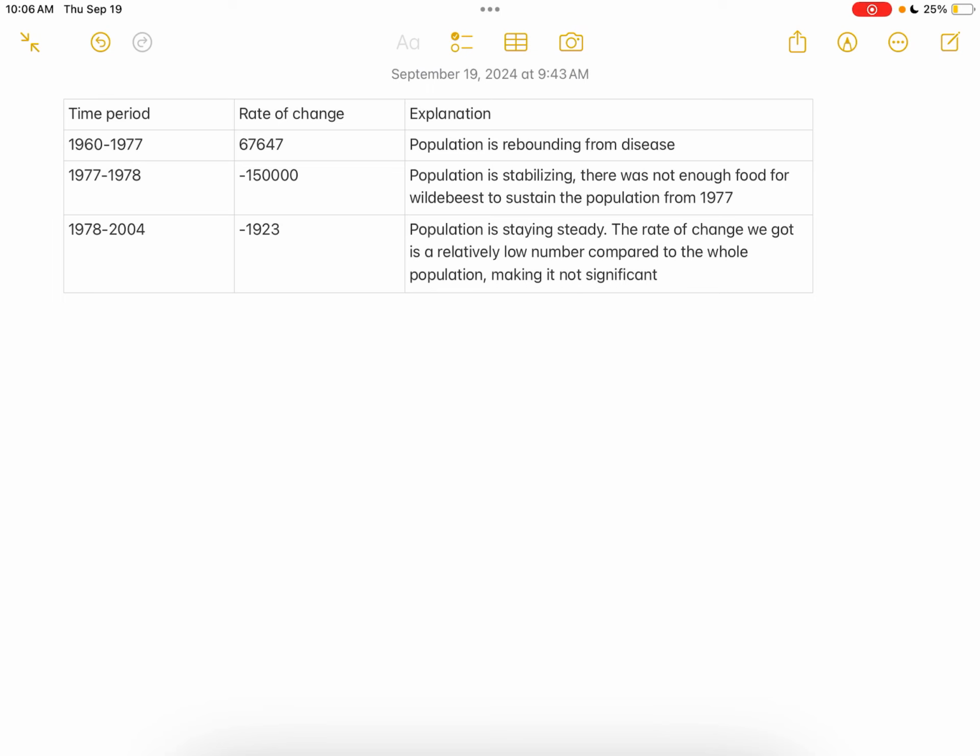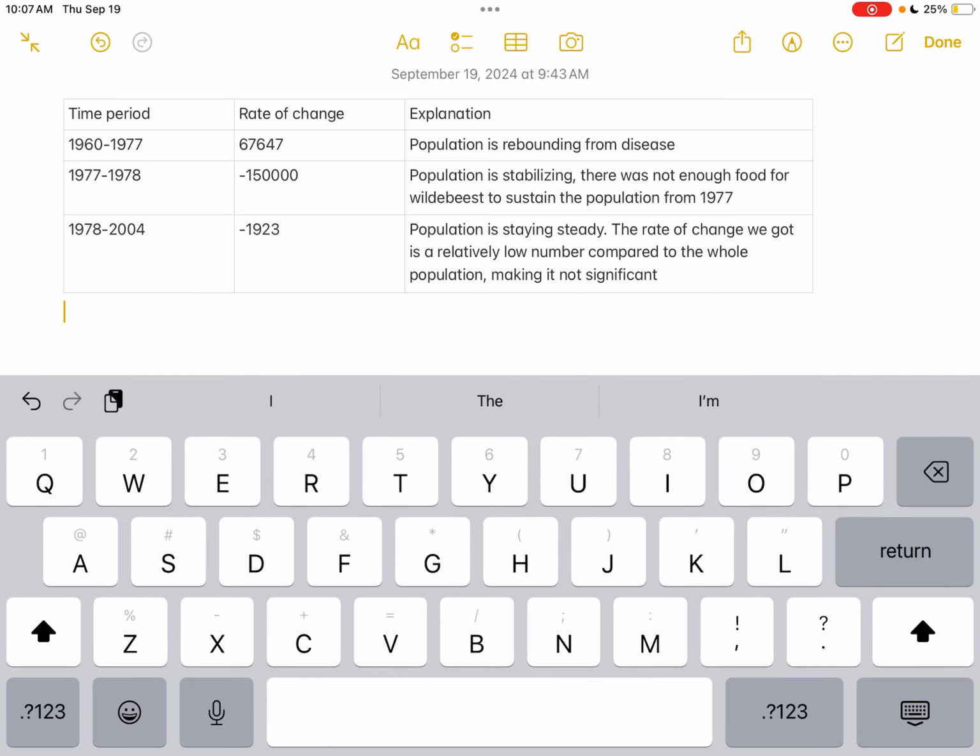So on your chart, your numbers should be similar-ish. You should have a fairly large positive number, a very large negative number, and then a smaller negative number. Do I have a volunteer to explain the pattern that we saw from 1960 to 1977? Why did that change happen?